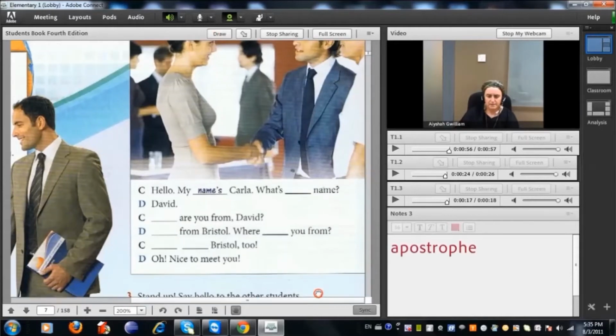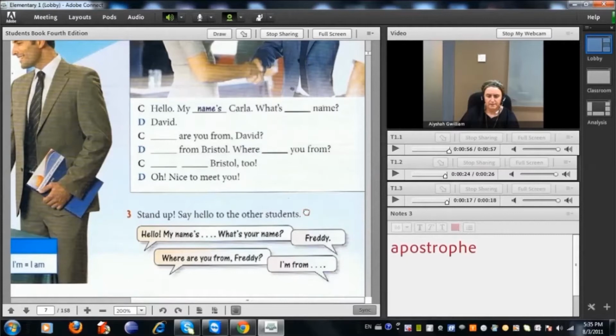Now, I want you to stand up and I want you to say hello to the others. I want you to introduce yourself. Say, hello, my name's Bashir. What's your name? And you say your name. The other person says their name. Where are you from? So his name is Freddie. Where are you from, Freddie? I'm from Sudan, or I'm from Somalia.